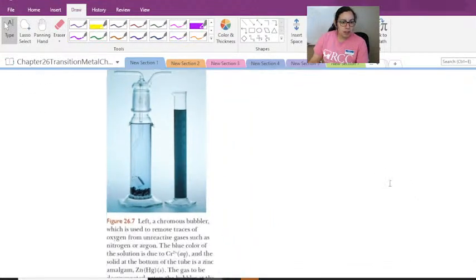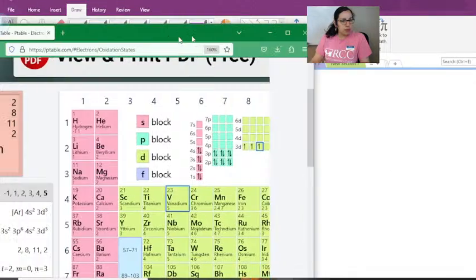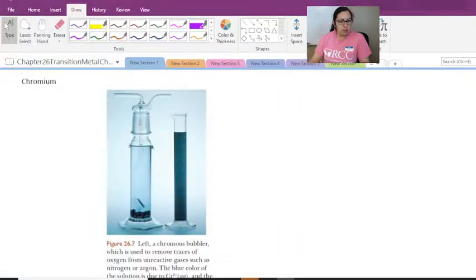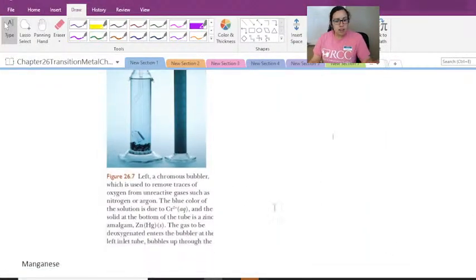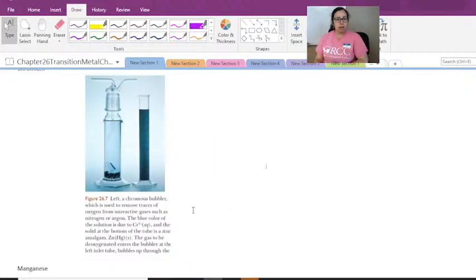Chromium is a super fun one in catalytic chemistry, but still kind of difficult to work with. Again, just because of the nature, these would still be considered early transition metals. So D6. And you can also use chromium for bubblers. So this is a chromous bubbler. And that's used to react with oxygen.